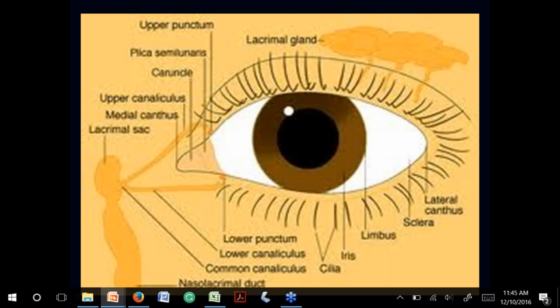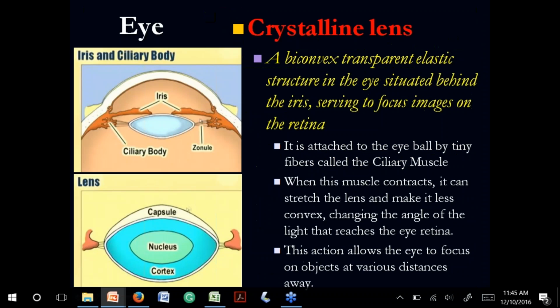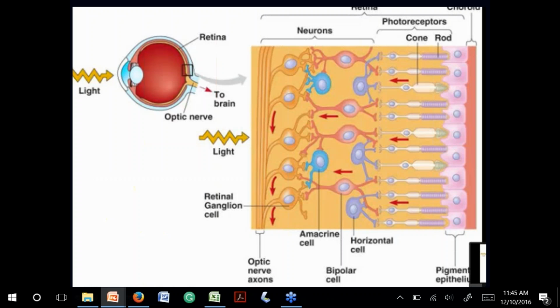Oh, just pay attention. The lacrimal gland, please don't tell me the lacrimal gland is here. Okay, the lacrimal gland is here in the upper outer portion of the eye. Okay. All right, so that is about the eye.